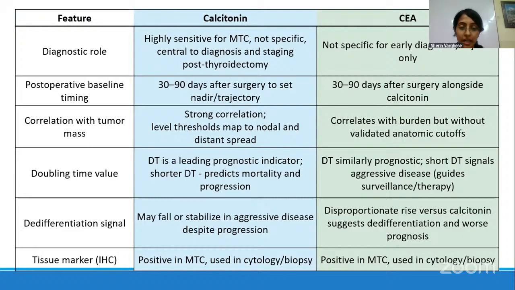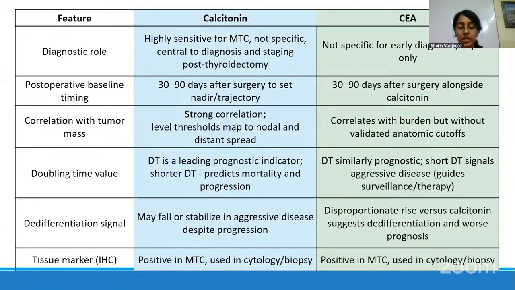It is the doubling time of the calcitonin as well as the CEA which is considered an important prognostic indicator. The shorter the doubling time, the more the mortality and the faster the progression of the disease. These two markers can also give us a clue regarding the dedifferentiation of the tumor. Suppose on follow-up we see that the CEA is disproportionately elevated relative to the calcitonin level, that is, the calcitonin is stable or falling. This might indicate that the tumor has dedifferentiated.